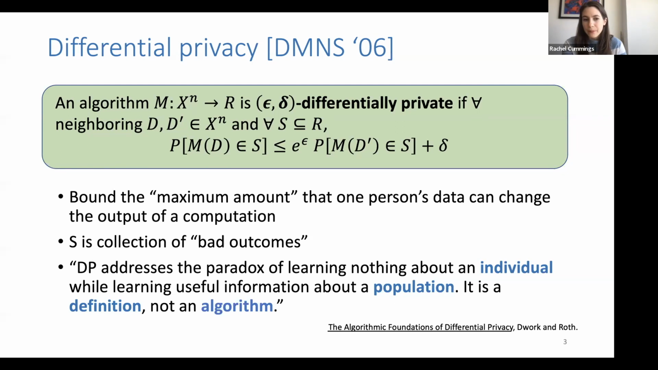This is a quote taken from the differential privacy textbook by Dwork and Roth from 2014. It says that differential privacy addresses the paradox of learning nothing about an individual while still learning useful information about a population. So we can still learn smoking causes cancer, but we can't learn about your particular health record. And importantly, it's a definition, not an algorithm. This doesn't say how we achieve differential privacy. It just says this is a property that an algorithm may or may not have for certain epsilon values.